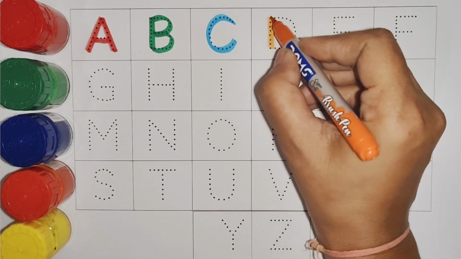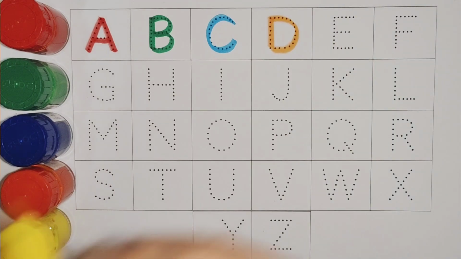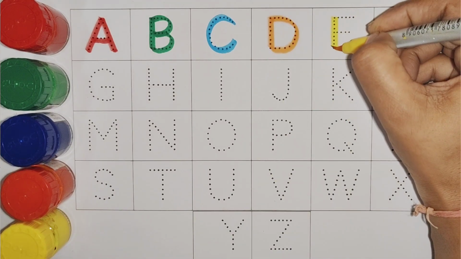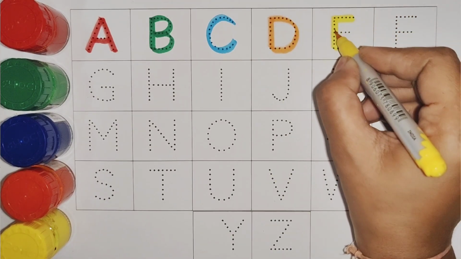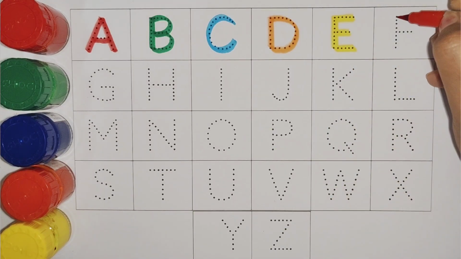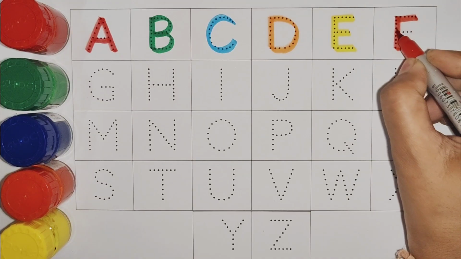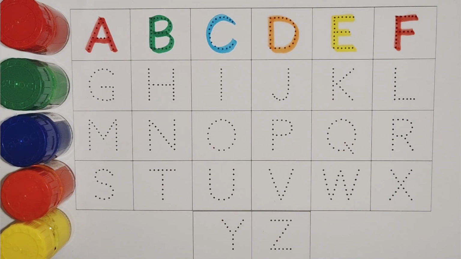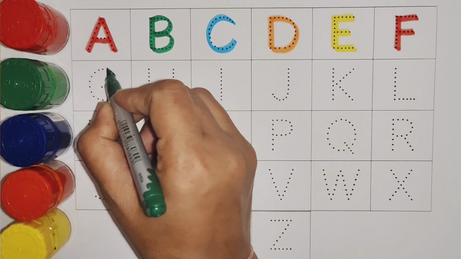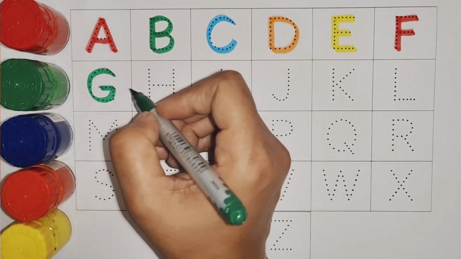D for dog, E for elephant, F for fish, G for goat.